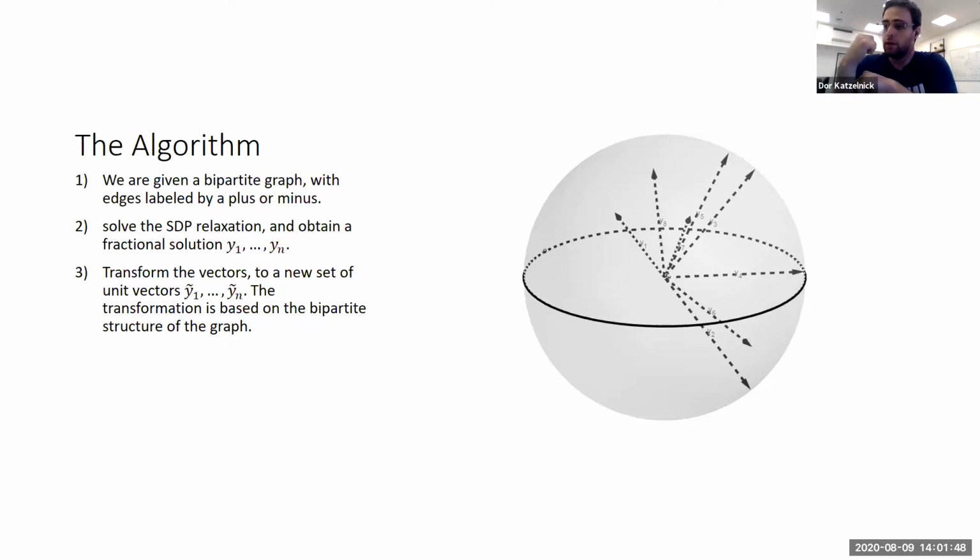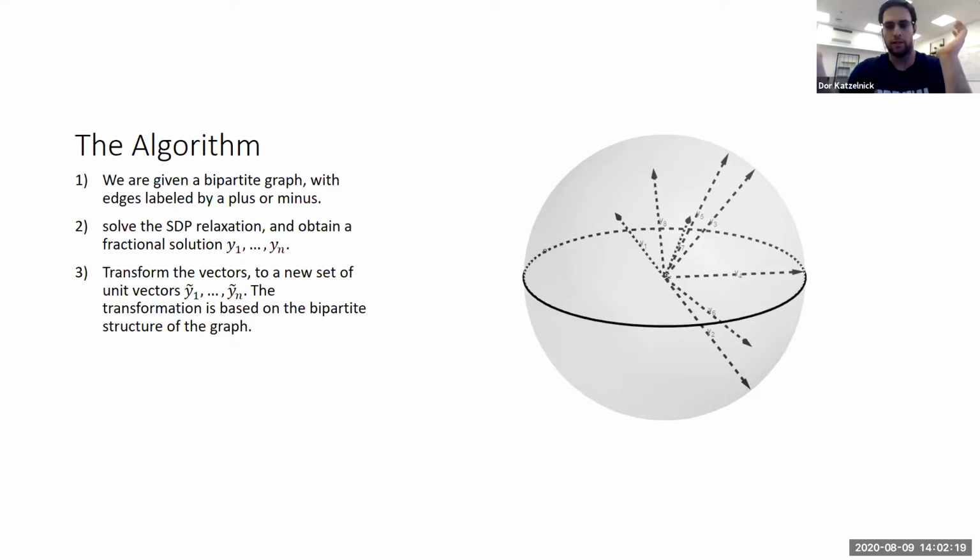If you look at the SDP relaxation, there's no sign of the structure of the graph. It's perfectly good for general graphs. I don't know how to round this relaxation for a general graph, but the relaxation itself is good for general graphs. Okay, so here in the third stage, we transformed the vectors. They shifted a little bit, and this will help us to achieve a good approximation factor.